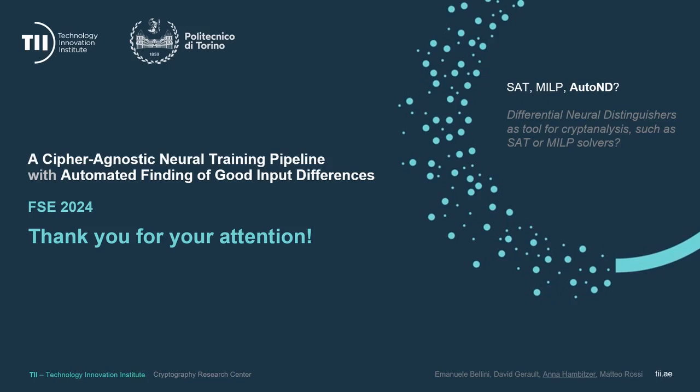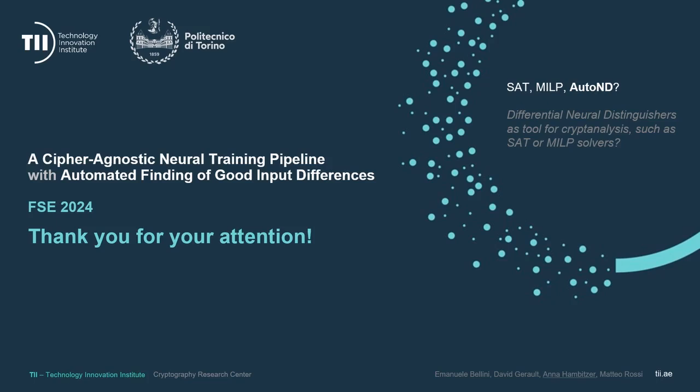Yeah. And the second question, how does this work relate to the work of Dinur et al. from Eurocrypt 2023 that found automatic tools for finding differentials as a black box? Oh, I'm afraid I don't know that work. Thank you. Sorry.